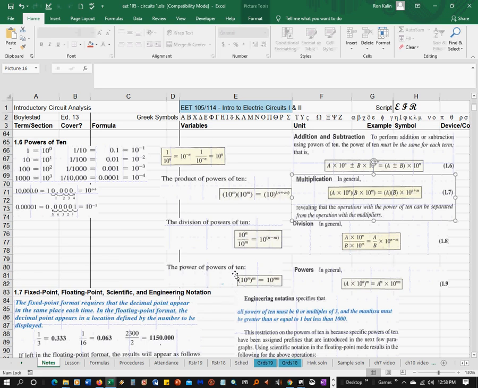And then the power of a power of 10: 10 to the n power, everything to the m power. You just take n times m. So for example, a times 10 to the n power, whole quantity to the m power, equals a to the m power times 10 to the n times m power.